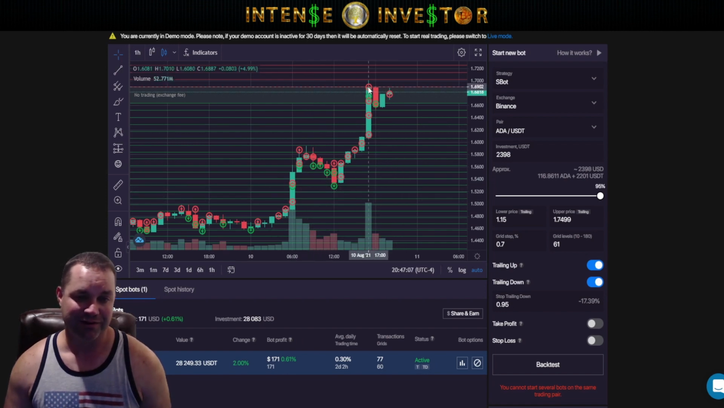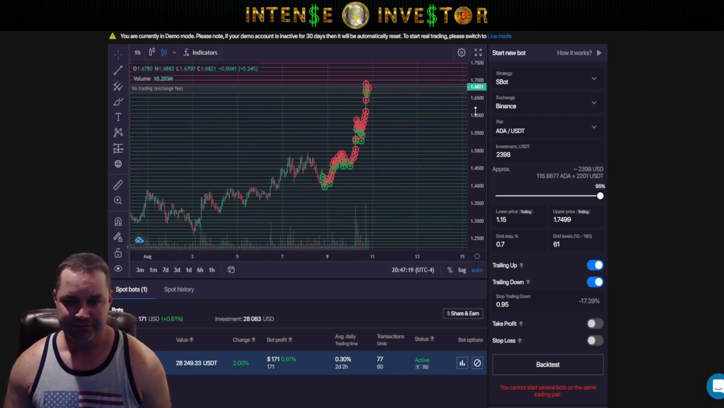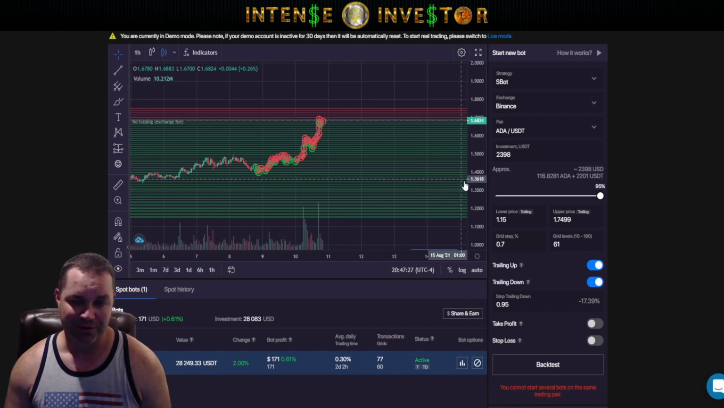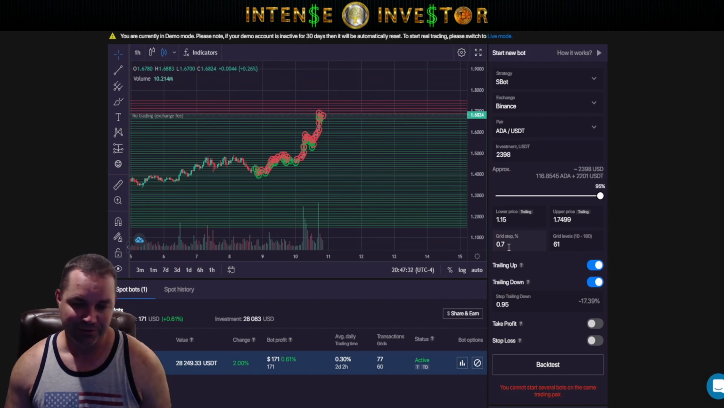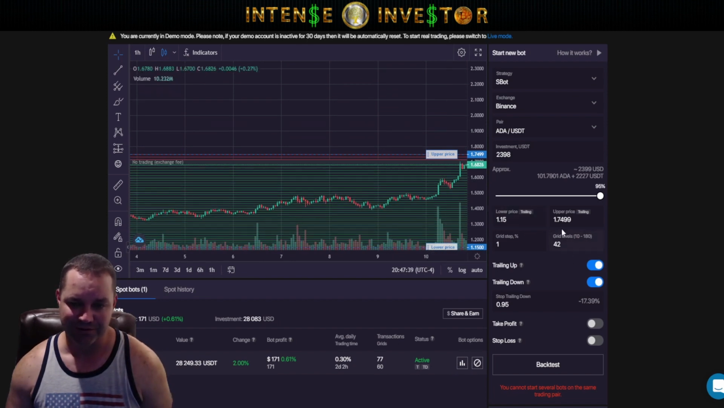A lot of times on one of these big green candles, you'll see it drop on the same candle, and then it'll go back up and it'll sell. So it'll buy and sell on the same price action. And this one has 61 grids. That's the red and the green lines you see here. The grid step is the percent profit that you would have between each of these grids. So if you want 1% profit, you could put 1%, but then it changes your number of grid levels for the amount of money that you got invested in that bot.